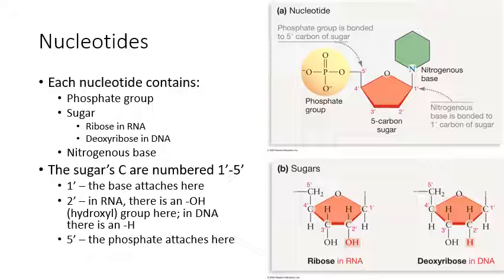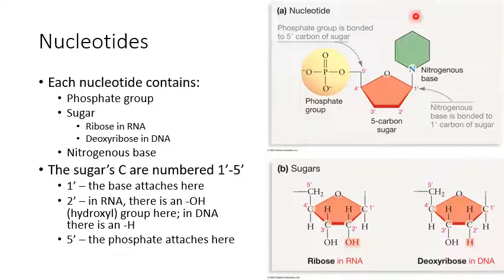The carbons in the sugar are always numbered from 1' to 5'. They're numbered as 1' to 5' instead of just 1 to 5 because the carbons in the nitrogenous base are also numbered, and so they get the 1 to 5 numbers, and you just add the prime sign to denote that that carbon is in the sugar, not in the nitrogenous base.